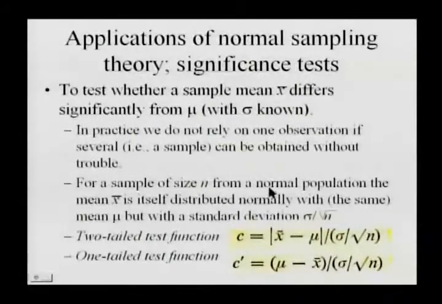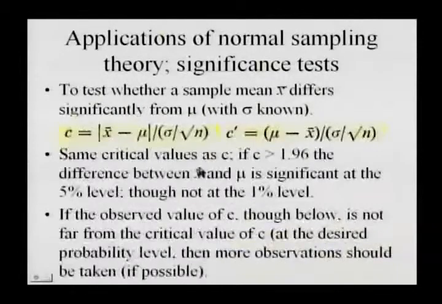So for a sample of size n from a normal population, the mean, x bar, is itself distributed normally with the same mean mu, the population mu, but with a standard deviation of sigma over the square root of n. Thus the formulas for C and C prime, for a two-tailed and a one-tailed test, are as follows. The two-tailed is the absolute value of the difference between the sample mean and the population mean, divided by the quotient of sigma and the square root of n. The one-tailed is C prime. In this case, mu minus x bar would be thinking that the sample mean is less than the population mean, again over the quotient of sigma and the square root of n, the sample size.